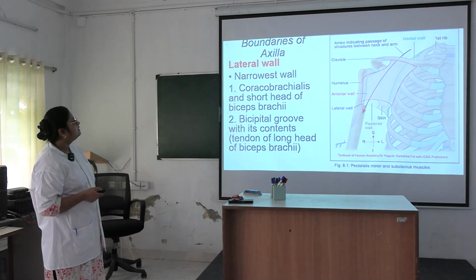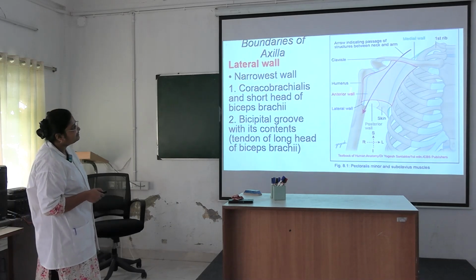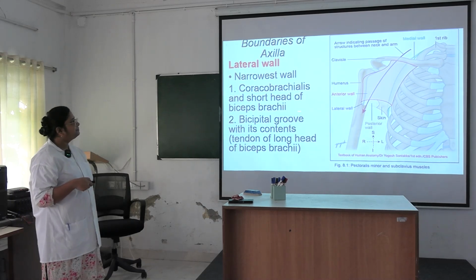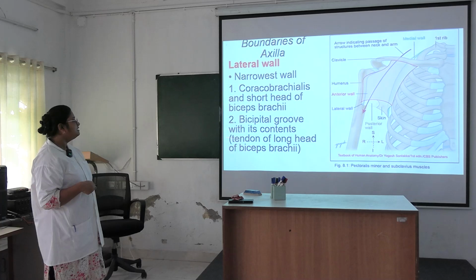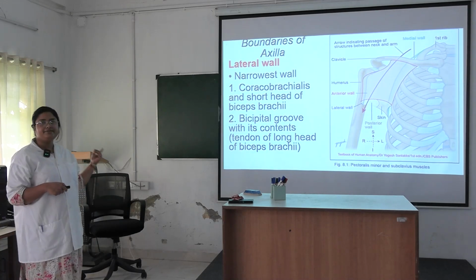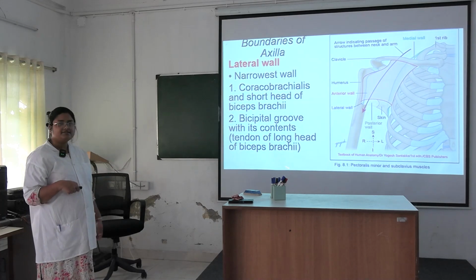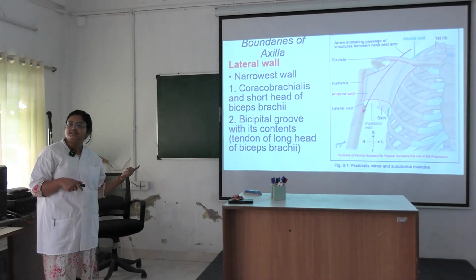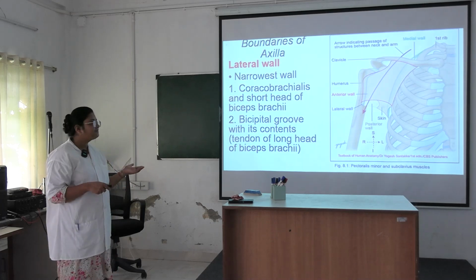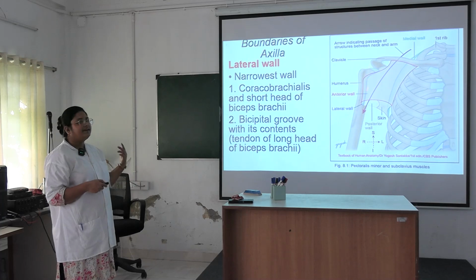Next we go to the lateral wall. It is the narrowest wall. Here lies the coracobrachialis and short head of the biceps brachii, and the bicipital groove with its contents. What are the contents of the bicipital groove? Very, very important viva and OSPE question. The tendon of the long head of the biceps brachii along with the synovial sheath, and the ascending branch of the anterior circumflex humeral artery. So the bicipital groove and these two muscles form the lateral wall.